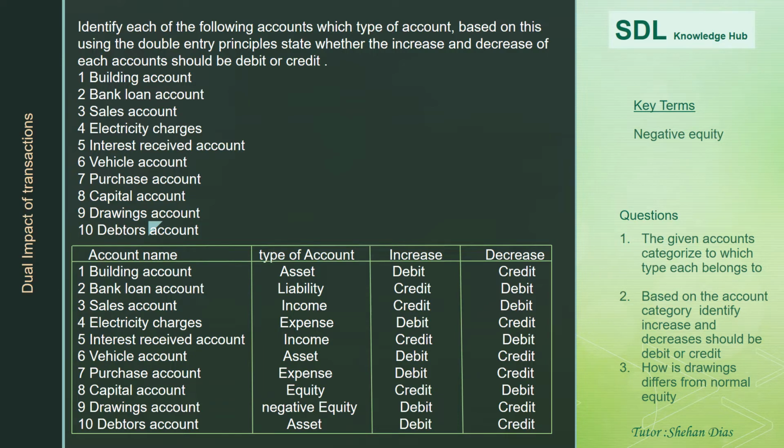Then drawings account is also an equity account, but it is called a negative equity because in the normal sense equity increases will be credit, decrease will be debit. But drawings being a negative equity account will be the other way around. Increase will be debit and decrease will be credit. So you should keep in mind drawings are treated differently even though it's under equity, because it's negative equity. The debtors account is an asset account. Increase is debit, decrease is credit.